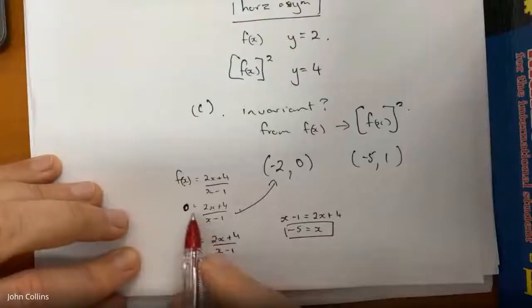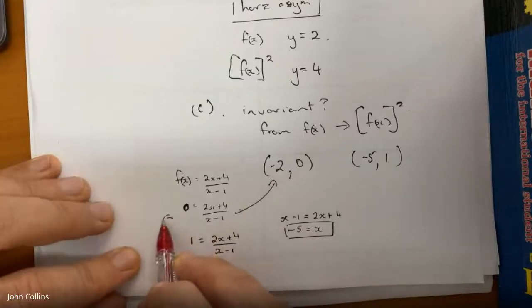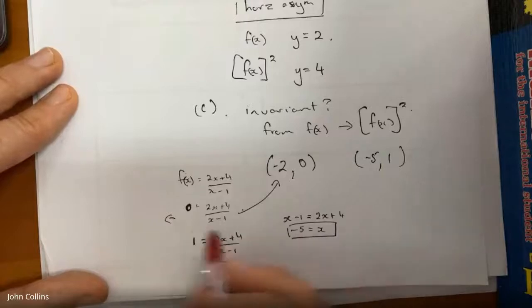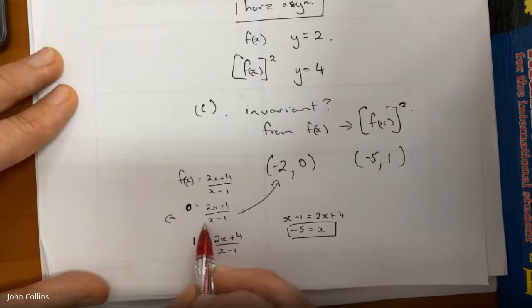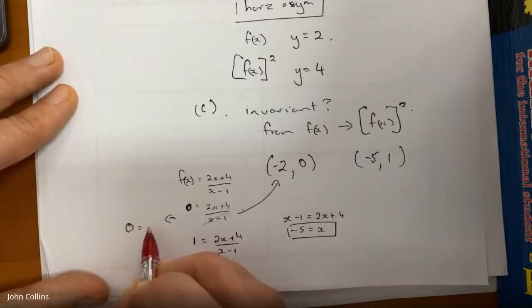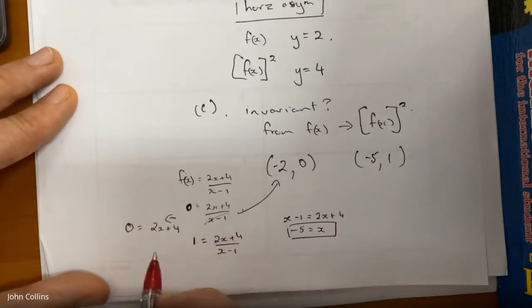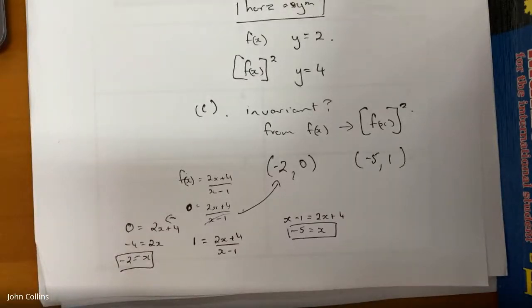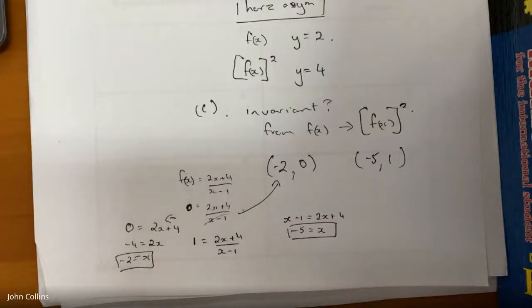Sir, how did you get -2? I did this earlier on to find the intercept. So I just let it equal 0 and solve. If I multiply x minus 1 both sides, that just cancels. So I have an equation 0 is equal to 2x plus 4. Subtract 4 from both sides, I get minus 4 is equal to 2x, and then divide by 2, I get x is equal to negative 2. It's the same as the intercept earlier on. Okay.